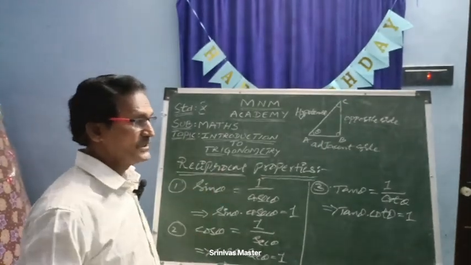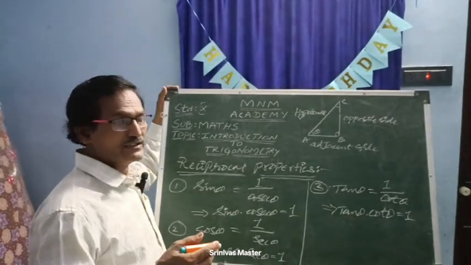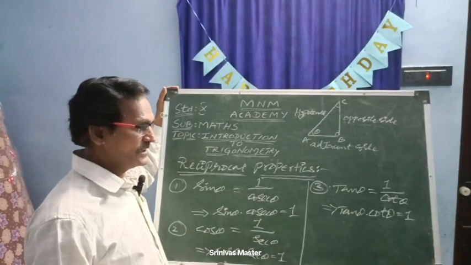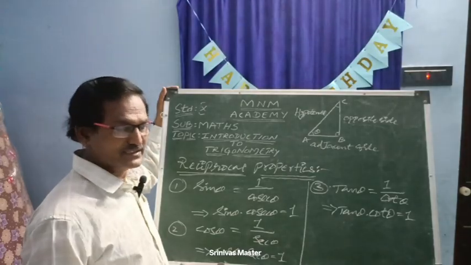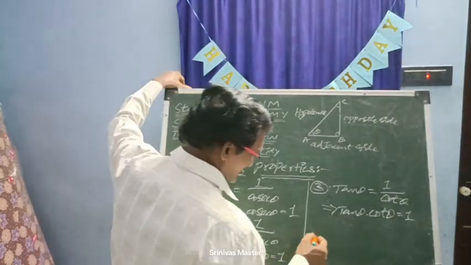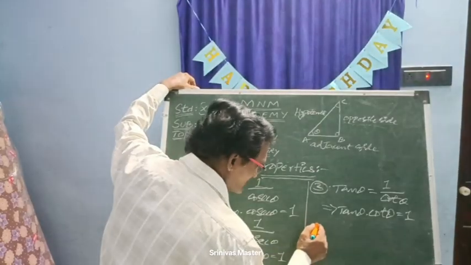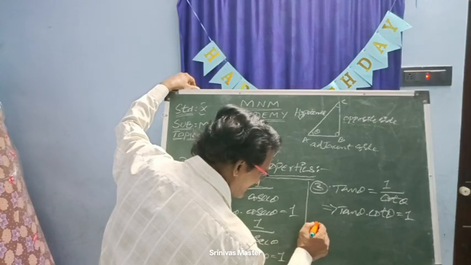Next, I gave you before that sine is the ratio of what? Opposite side by hypotenuse. Cos is adjacent by hypotenuse. Tan is opposite by adjacent. See, now according to that, you can still implement some more rules. So what are the rules? Whenever you are taking that, see some of the rules here.